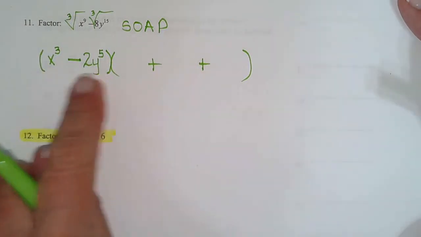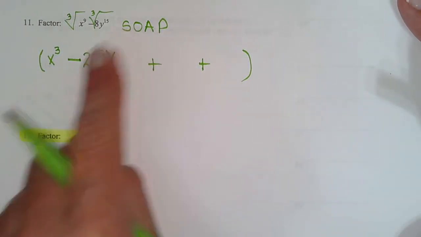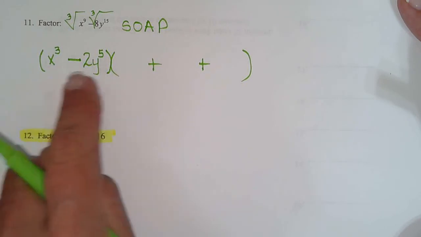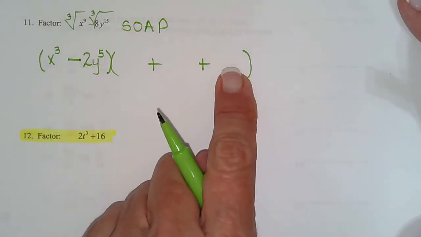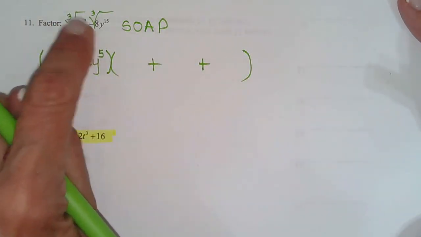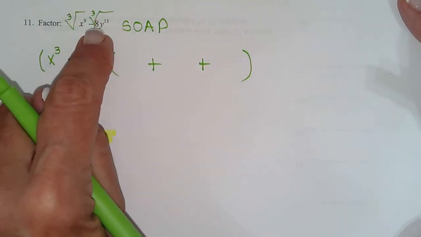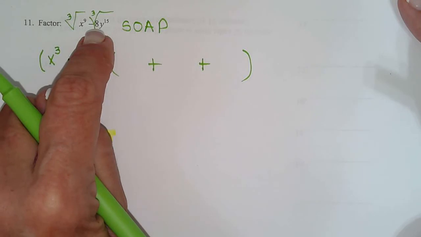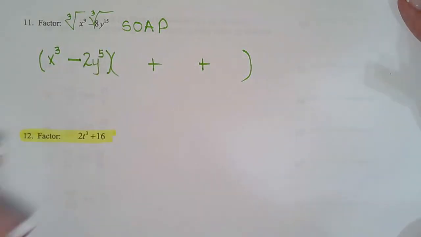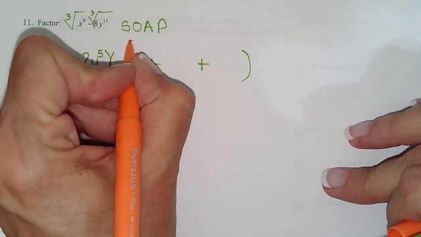So that's the most important part of the whole problem besides setting the signs up, because if you miss this, that makes you miss all this. So you divide your exponents, 9 divided by 3, 15 divided by 3, you take the cube root of 8, and it's 2 because 2 times 2 times 2 is 8. Then write your little square, multiply, square at the top.